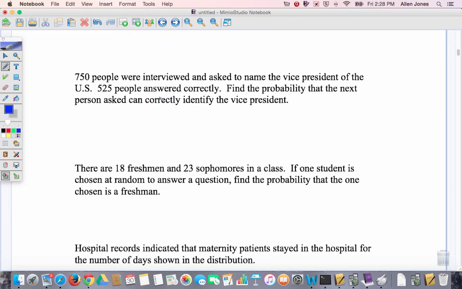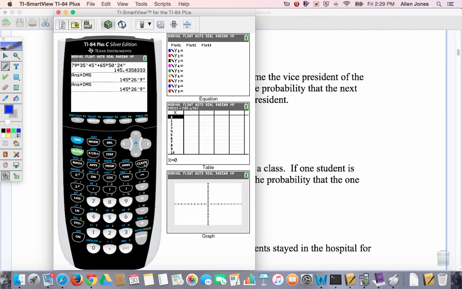A couple more problems here, and we should be good. 750 people were interviewed and asked to name the Vice President of the United States. 525 people answered correctly. Find the probability that the next person asked can correctly identify the Vice President. This would be an example of empirical probability, based on the fact that people were surveyed and the results were recorded. Our probability is the number of favorable outcomes, so 525 people answered correctly, out of our total number surveyed, which is 750. We can simplify that down to 7/10.